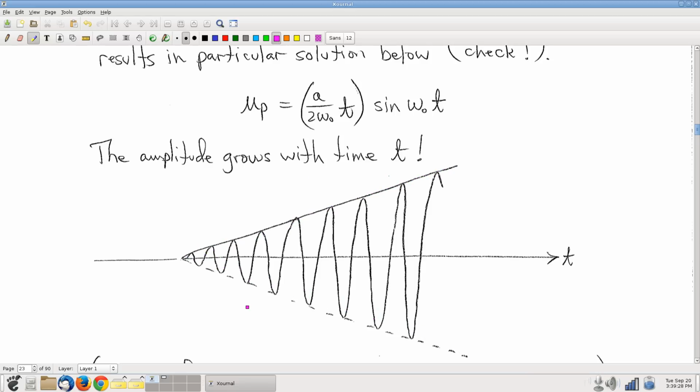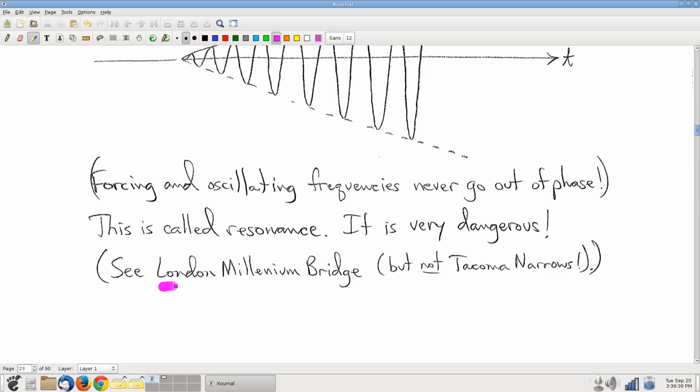So there's some examples, and we'll talk about these in class. The London Millennium Bridge you can read about. There's also some discussion of the Tacoma Narrows Bridge. This actually is not a good example. We'll talk about the details in class.